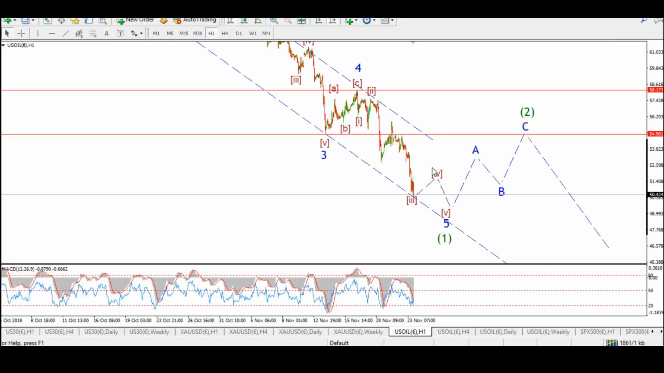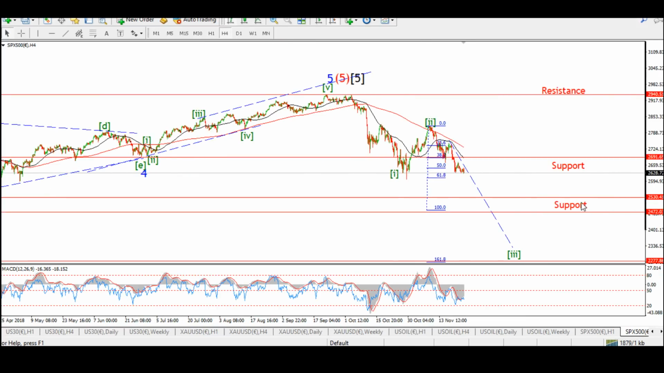I don't think this second wave is going to be in any way tradable whatsoever. If it plays out like I think it's going to play out, it might be short, sharp, and very hard to move on at all. Okay, so that's crude. Let's get into the S&P.